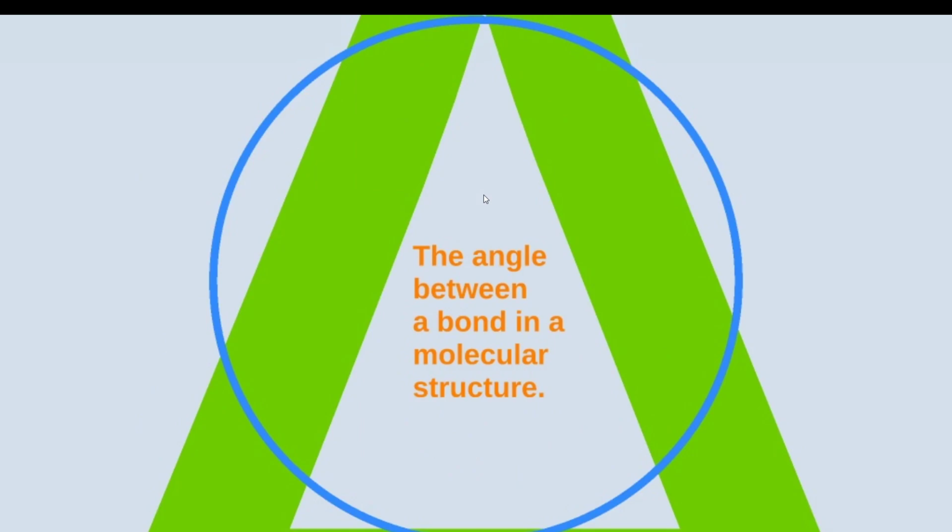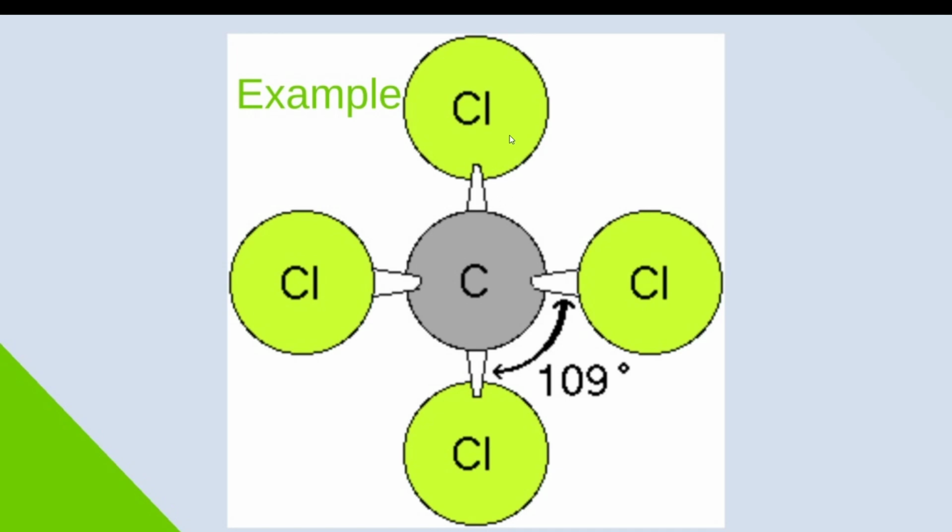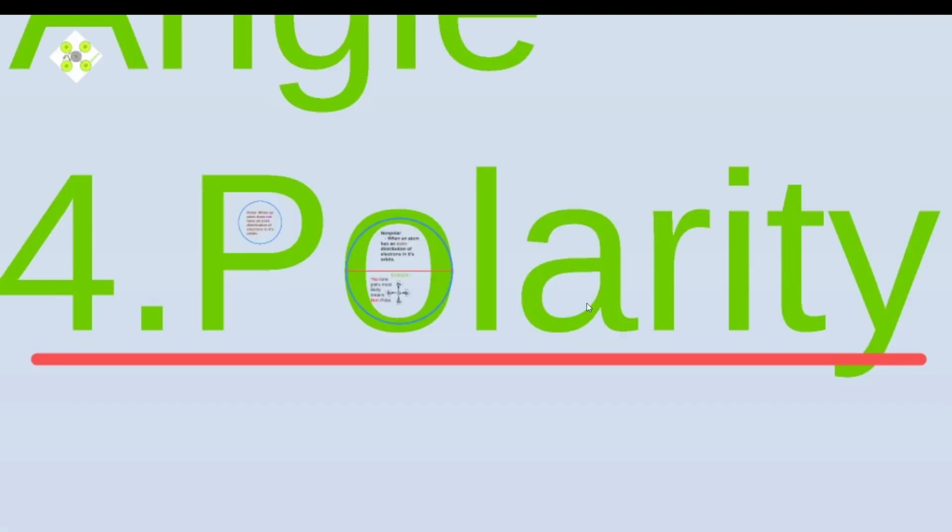Bond angle is the angle between bonds in a molecular structure. So for instance, in a tetrahedral molecule, these are 109 degrees around. Remember, this molecule is in 3 dimensions, so these are 109 degrees around.